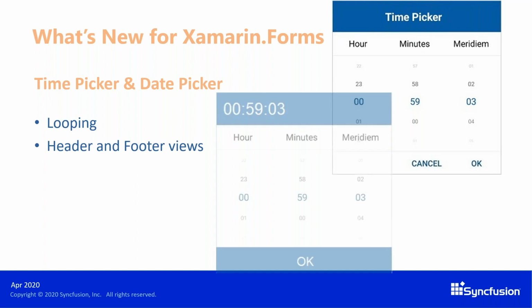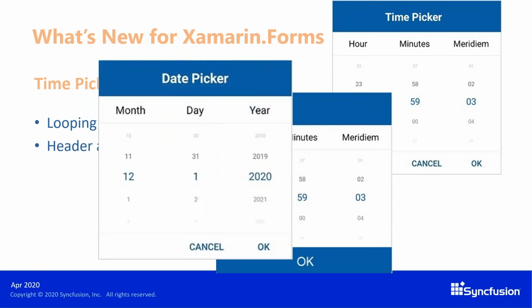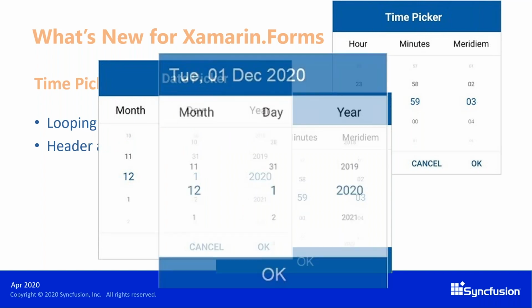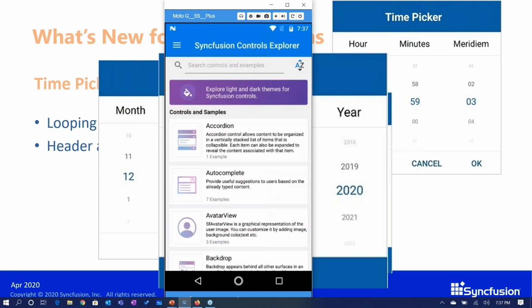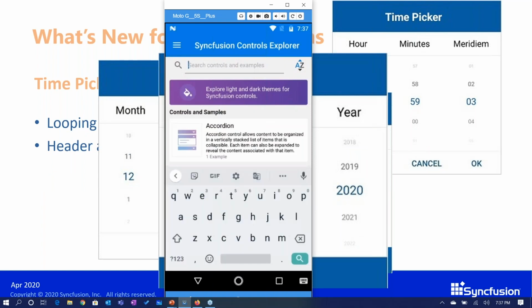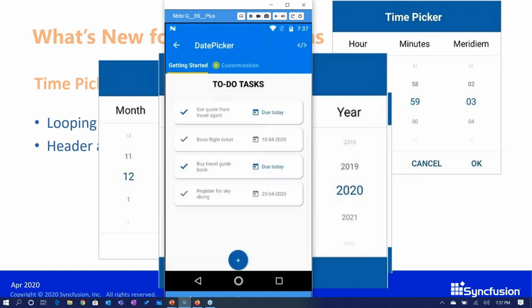We have also provided support for header and footer views. Now you can customize the header and footer views of the time picker and date picker. This is an example of a time picker, and there you go, this is a date picker. You can provide infinite scroll using looping, and you also have header and footer views for the date picker. Let me show you a simple demo. I'm going to show a demo in the date picker.